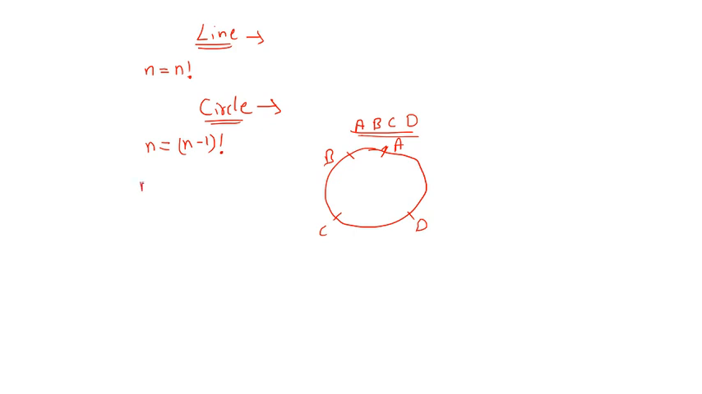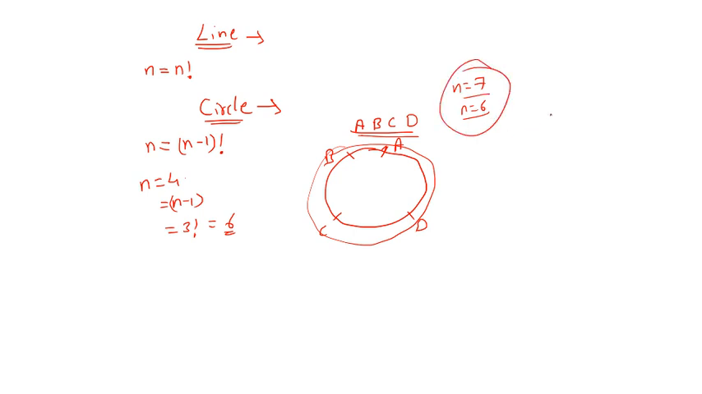So what is n here? The n value is 4, so what is n minus 1? That is 3. So what is 3 factorial? That is 6. So in 6 possible ways I can arrange this. Suppose they ask with n equal to 7, there are 7 people, or n equal to 6, there are 6 people, how do you arrange them in a circle? The answer will be n minus 1 factorial. This is how you are going to prepare for these basic things. This is very, very basic.